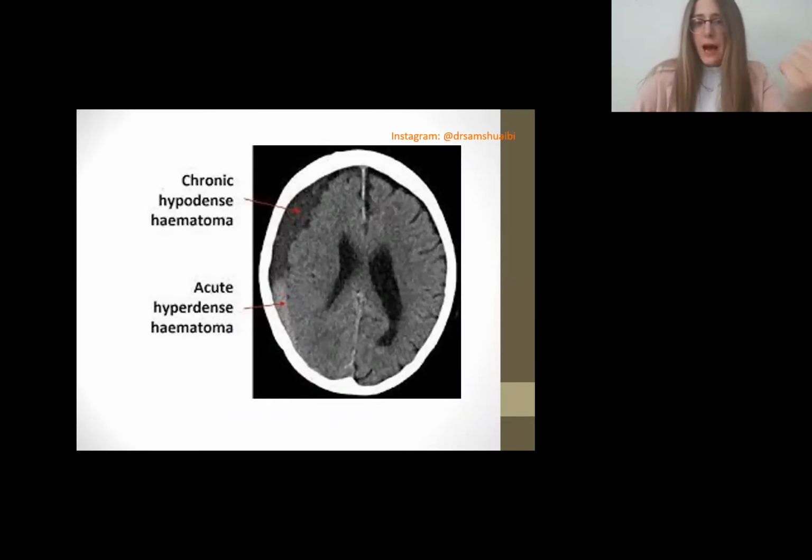Because I just explained hyper and hypo densities. For example, when we say hypo, I said low, black, decreased attenuation. And hyper means increased attenuation, okay? And this is a very nice classical example of what we call a subdural hematoma.